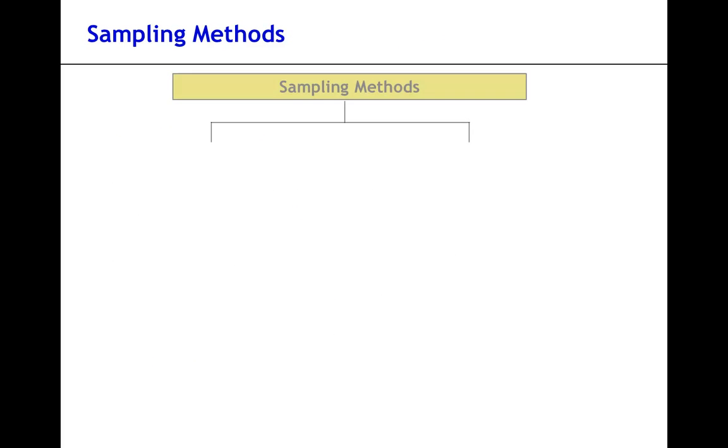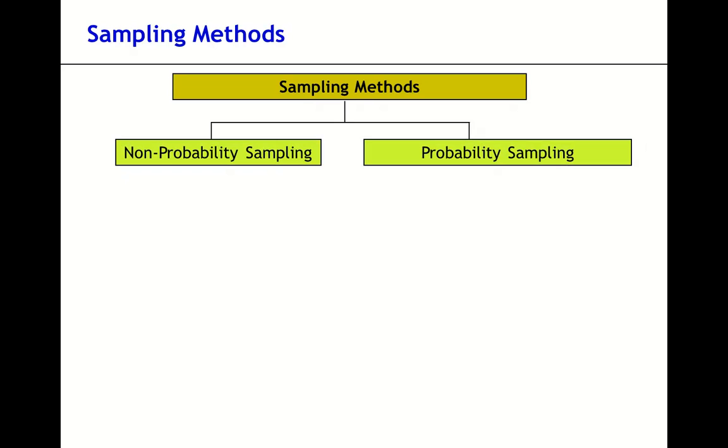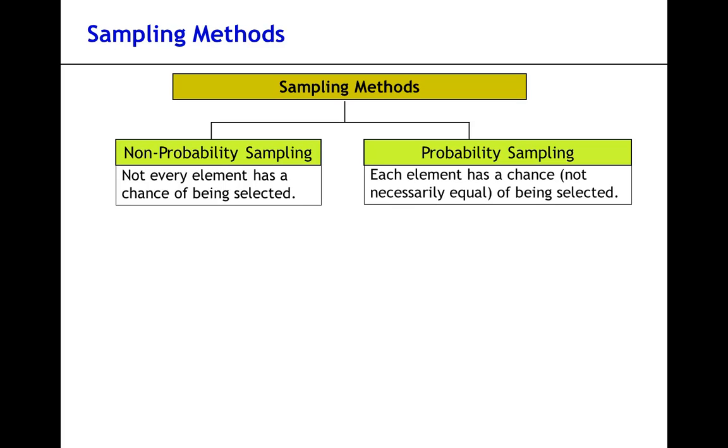There are generally two types of sampling methods: non-probability and probability sampling. Non-probability sampling means that not every element has a chance of being selected, while probability sampling means that each element has a chance of being selected, although it may not necessarily mean an equal chance of being selected.